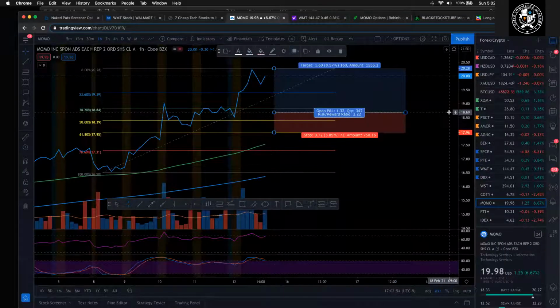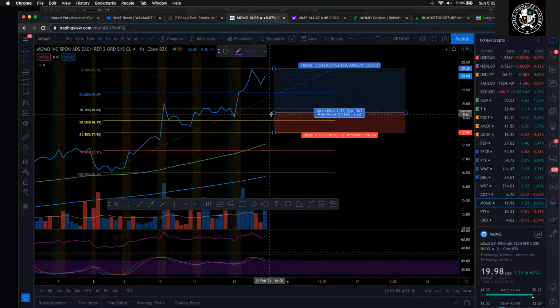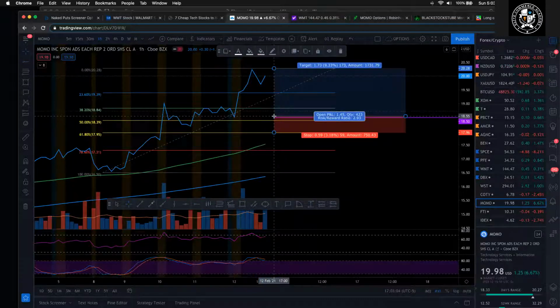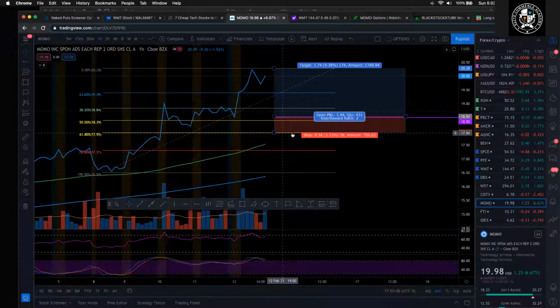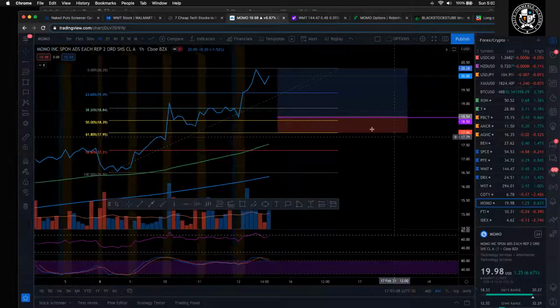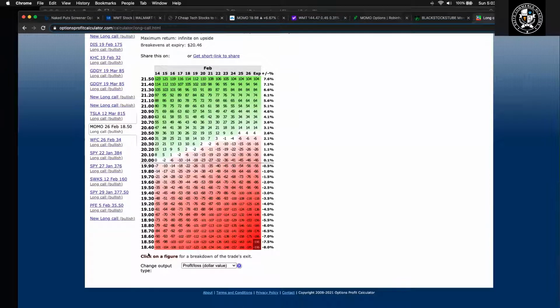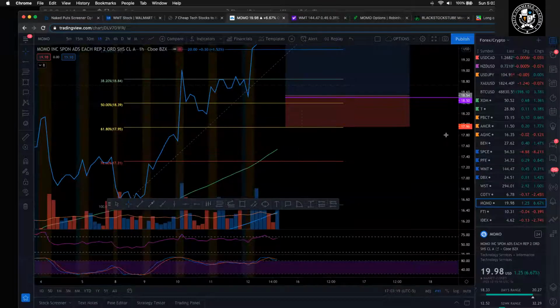I got my strike price at 18.5. All right. I got my stop loss somewhere around 17.9. So let's see where it is. 17.9. That's too low for me. All right, on here. So let's go back and adjust it and see what's reasonable.